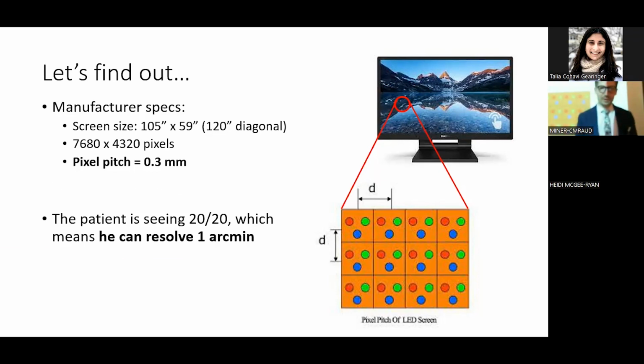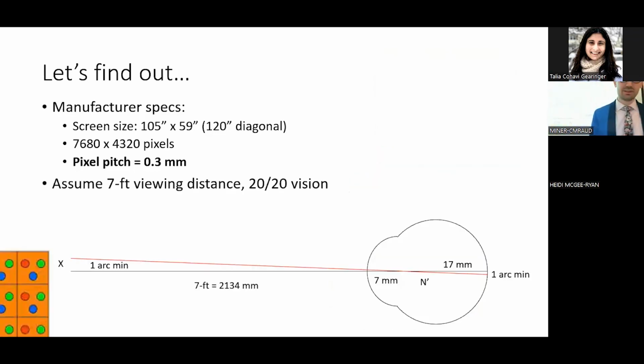How are you going to solve this problem? You're going to whip out some optics. So, 7-foot viewing distance, 20/20 vision. If we look at our model eye and our detector and we use our nodal point, oh man, coming back from the beginning of the lecture, it's the comeback king. Remember, if you have an angle coming in, it comes out at that same angle. So he can resolve 1 arc minute, and you have the dimensions of the eye.